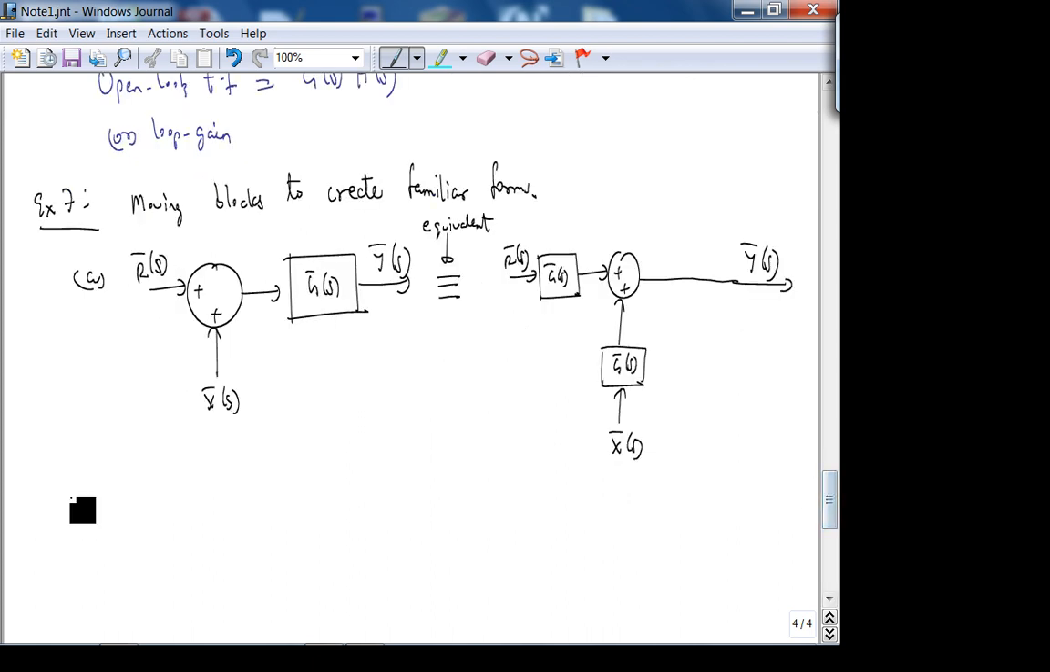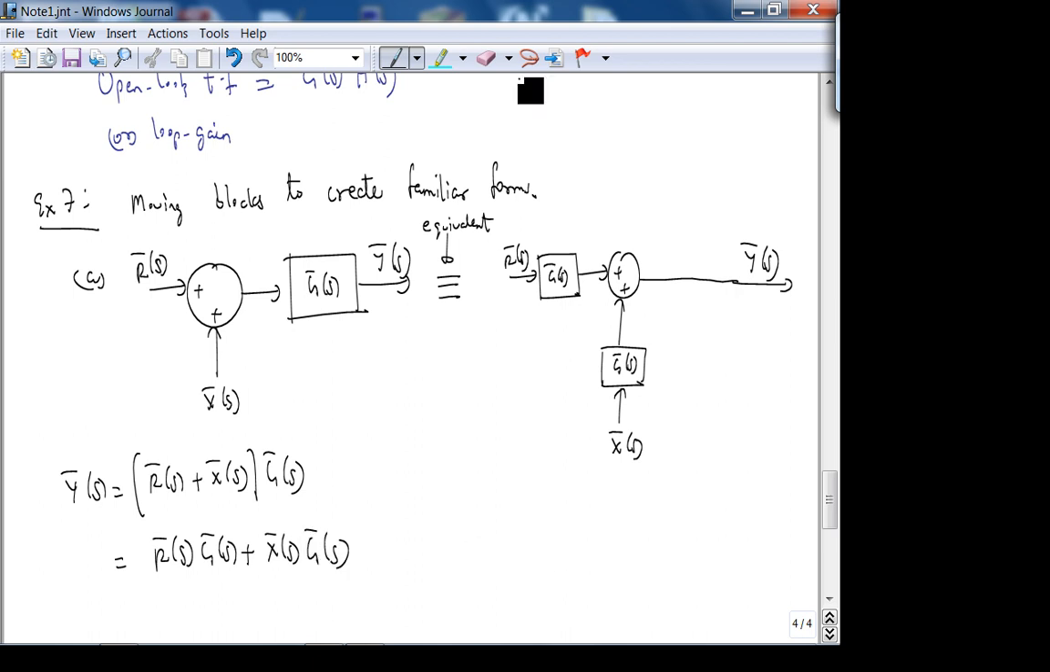Yeah, that's all it is, right? So what is it here? Y of S is R of S plus X of S times G of S, right? So this is equal to R of S, G of S plus X of S, G of S, which is exactly this, right? So let me just write this out. Y of S here is you take R of S multiplied by G, you take X of S multiplied by G. Equivalent, right?